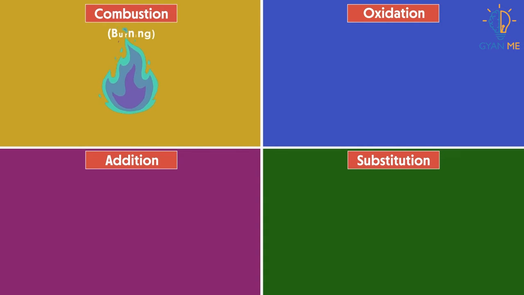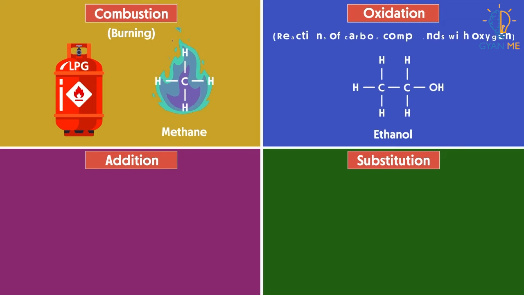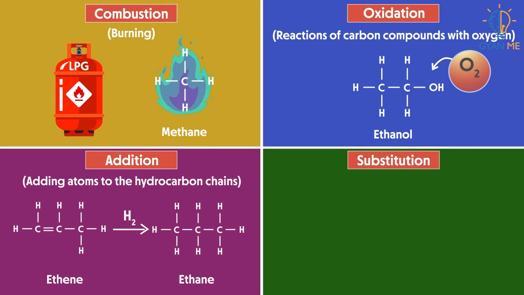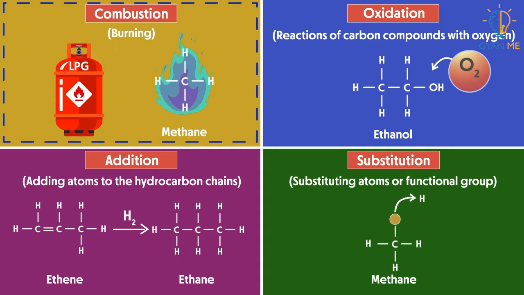As the name says, combustion is burning. That means we will see what products are formed when carbon compounds are burnt in presence of oxygen. Similarly, oxidation will involve the reactions of carbon compounds with oxygen. The addition is where new atoms or groups of atoms get added to the carbon chain. While unlike addition, in substitution, one or more H atoms or functional groups in the carbon chain are replaced or substituted by other atoms or groups of atoms. So let us first know about combustion reactions.